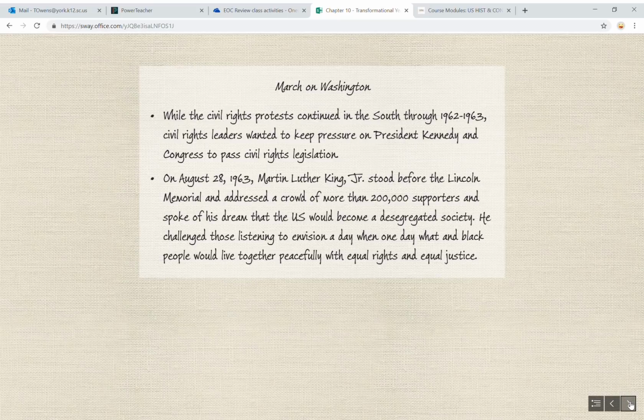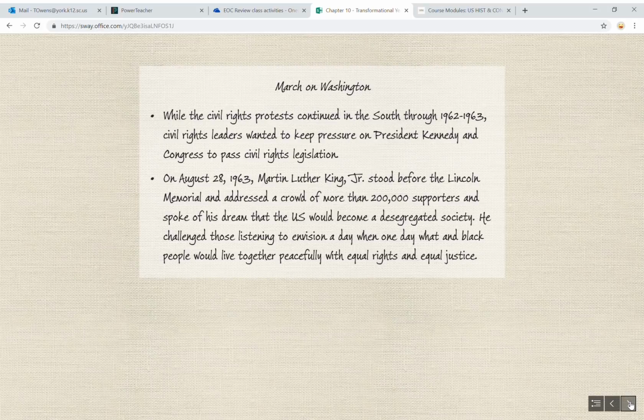But on August 28th of 1963, Martin Luther King Jr. is going to follow through with that, and he is going to march on Washington. And you have a crowd of more than 200,000 supporters who were there to listen to his address. And this is where he gave his famous I Have a Dream speech.